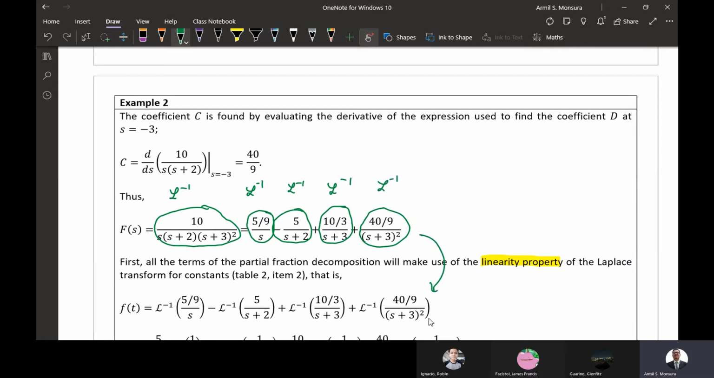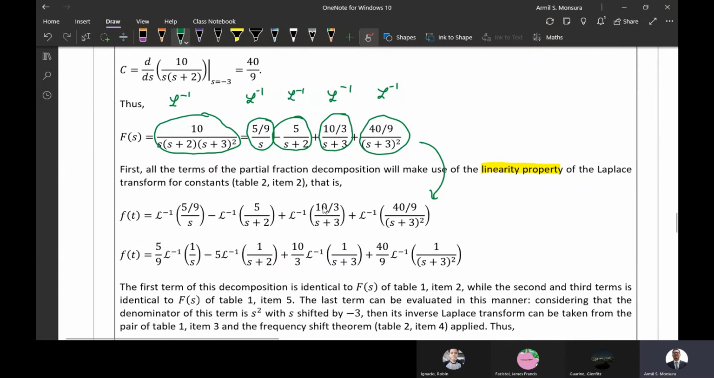So ito na nga yun. Tapos, since may mga constants kayong nakikita diyan, again, by linearity, table 2, item 2, pwede nyong ilabas yung constant na yan. So, lalabas nga diyan itong 5/9, itong -5, itong 10/3, tsaka itong 40/9. So, ito na yung maiiwan na lang ngayon sa Laplace transform niyo. Yun yung mga i-evaluate natin.